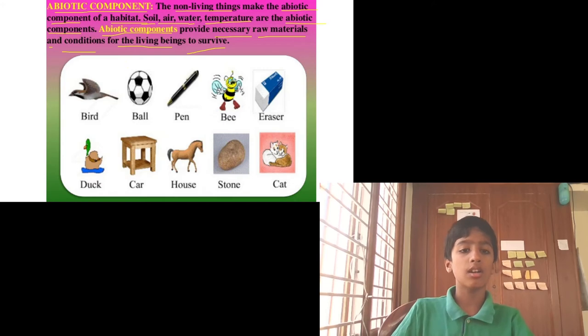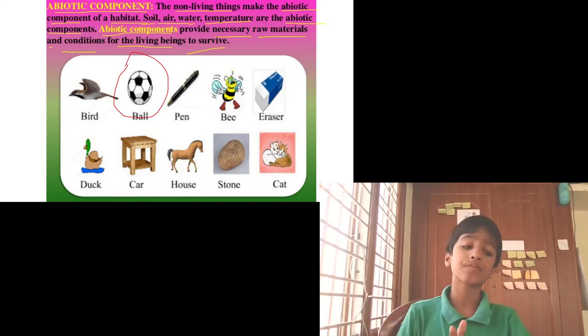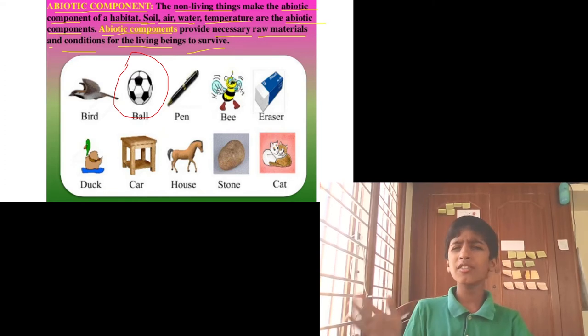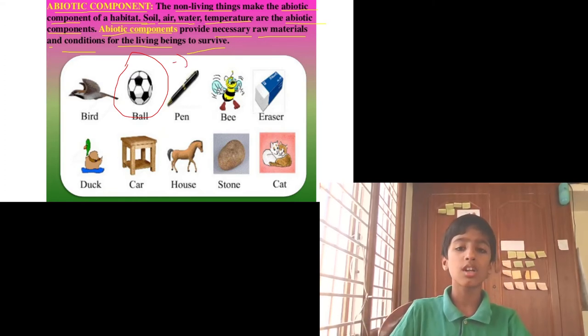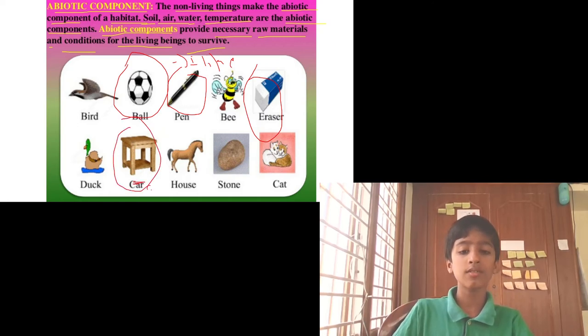Now comes the ball. Let me mark it for you. I love sports, and my favorite is football. I will play football nicely, and I love football. Now comes the pen. We use a pen for writing. If you're a student, you will use the pen to write, right? And an eraser. If a mistake comes, what will you do? You will erase it. And this is a chair, not a car. You will use it to sit, right?